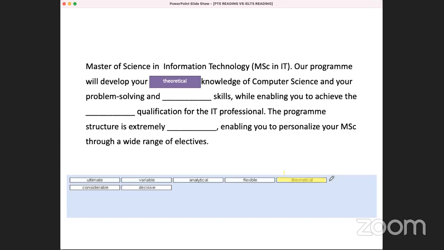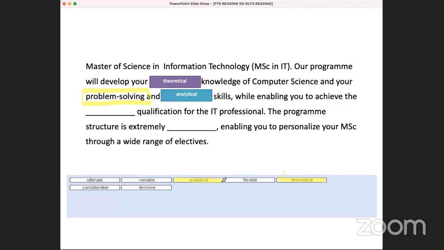And your problem solving and blank skills. What kind of skills, guys? Ultimate, variable, analytical, flexible, considerable, or decisive? What kind of skills? Okay, I'm seeing some people posting answers already. All right, so what kind of skills? Problem solving is a clue, no? One is your problem solving skills, and the other would be correct response. Analytical, correct. Okay, analytical skills.